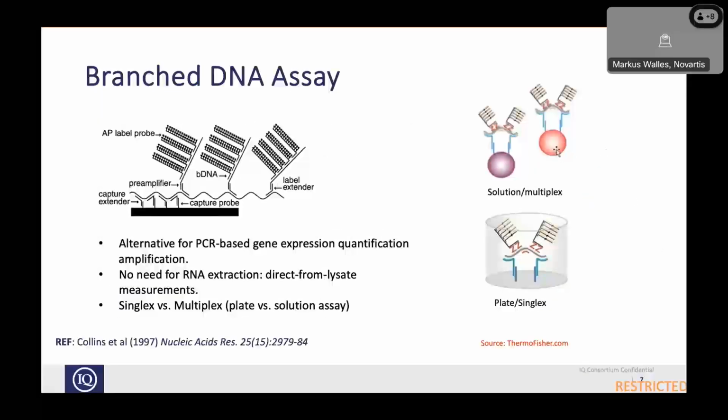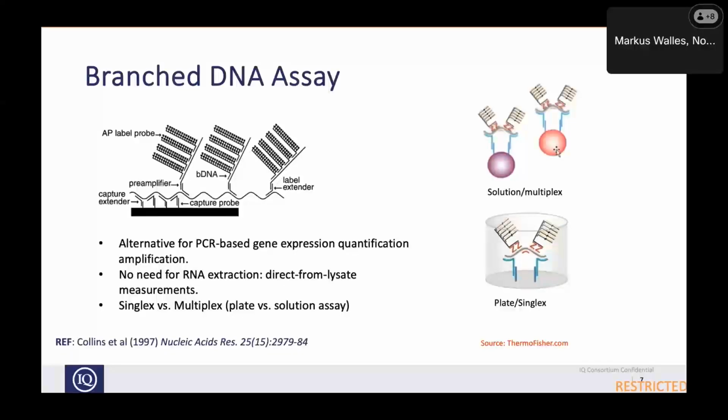Another important assay that is gaining traction for bioanalysis of mRNA is the branched DNA assay. One of the biggest advantages of this method is that it does not require RNA extraction from the tissue, meaning that the direct measurement can be made in lysates without the need for PCR target amplification.